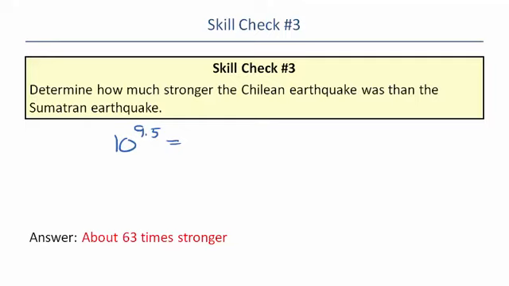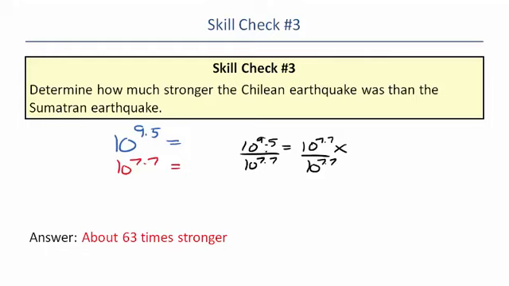And then the Sumatran one was 10 to the 7.7, because that was a 7.7 earthquake. And that gave you its big number. And if we want to know how many times bigger something is than something else, then we can say, 10 to the 9.5 equals 10 to the 7.7 times some x. And if we want to solve for x, we just divide both sides by 10 to the 7.7, right? Because that gives us this ratio, tells us how many times bigger it is.